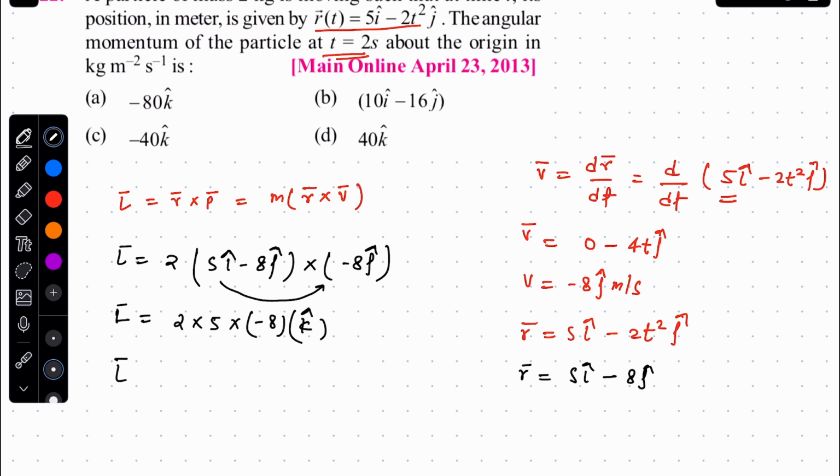So L vector becomes minus 16 multiplied by 5 k cap. So L vector becomes minus 80 k cap, and the unit of angular momentum is going to be kilogram meter square per second. So this is our angular momentum.